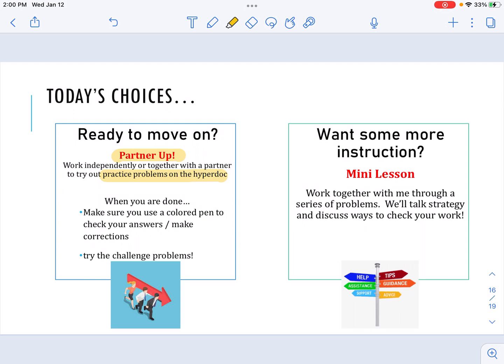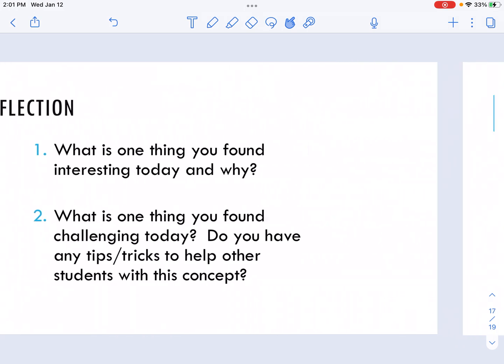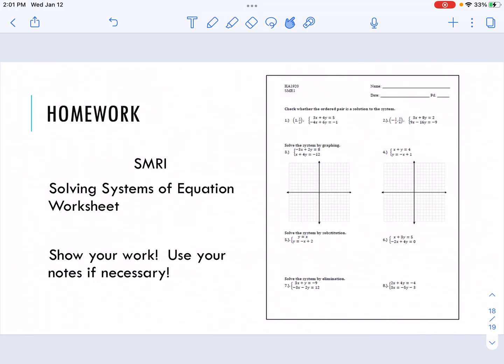You're going to try problems from each section of the HyperDoc and then check your answers with the key that's shown. If you feel like I understood it, but you want a little bit more instruction, you're going to access the mini lesson video that's also located on Google Classroom. You're going to work together with me through a series of extra practice problems. We'll talk strategies and discuss ways to check your work. Otherwise, get started on one of our classwork activities. When you are done, you can move on to the homework.